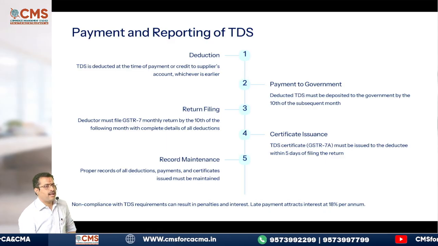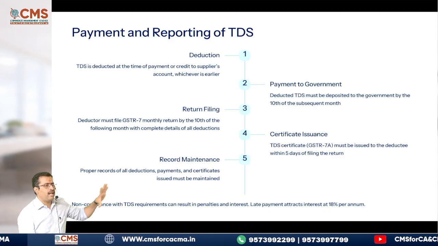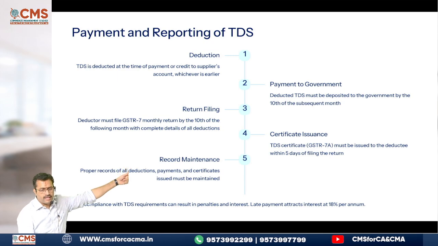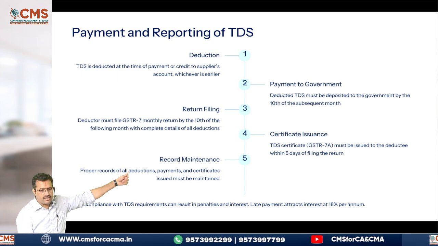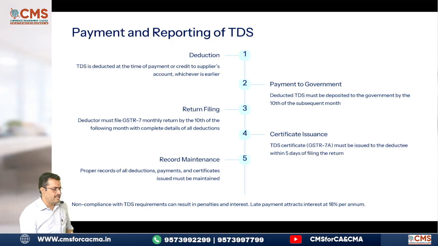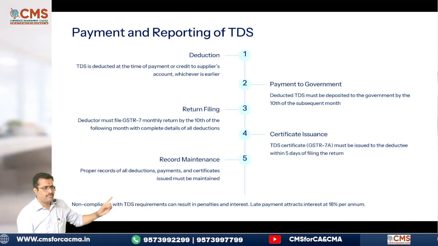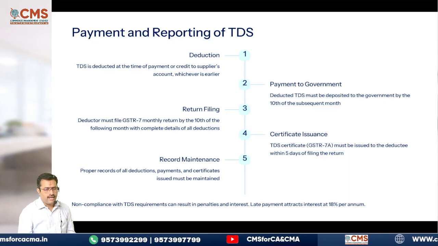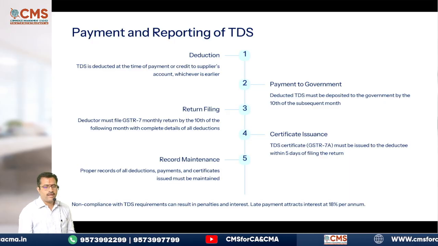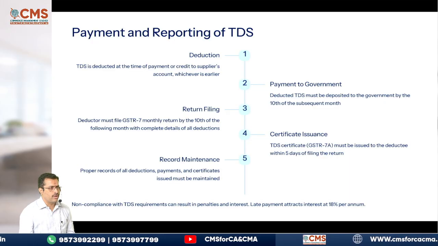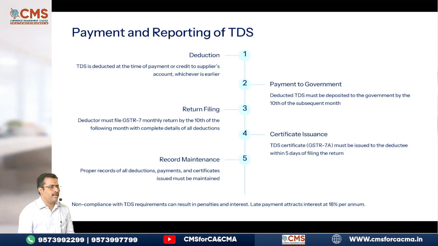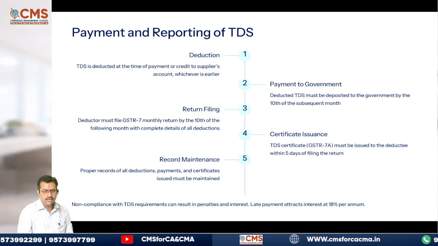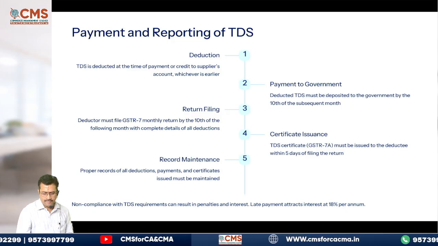Then payment and reporting. The TDS that you collected should be deposited within how many days? Within the 10th of the next month, because you have to file even the GSTR 7. Yes, by 10th. That's why by the 10th you have to file the TDS. See here, payment deduction should be done. Then payment should happen by 10th of the following month. Then return filing by GSTR 7 also by 10th of the following month. Then you have to issue the TDS certificate.